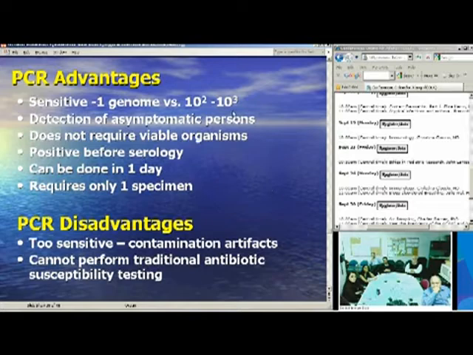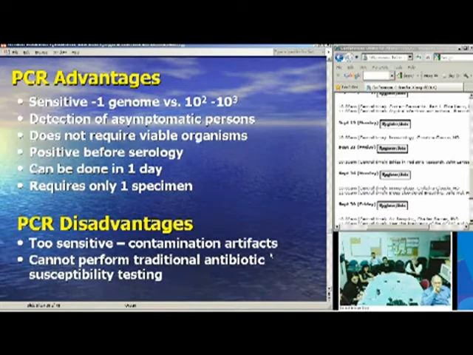Everyone knows that PCR is a very sensitive technique. It's theoretically capable of picking up one genome of pneumoniae in an aliquot used in the PCR reaction. You can detect it in asymptomatic people who don't necessarily have a lot of inflammatory responses. It doesn't require viable organisms. It will be positive when the organisms are present before the serological response can occur. It's pretty rapid. You only need one specimen. You don't need acute and convalescent samples.